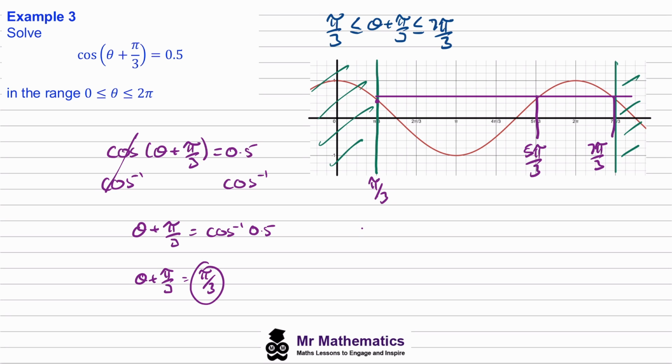So our solutions for theta plus pi over 3 will be each of these. But we need to work out theta. So we'll take away pi over 3 from each of them. We'll get 0, 4 pi over 3, and 6 pi over 3, or just 2 pi.